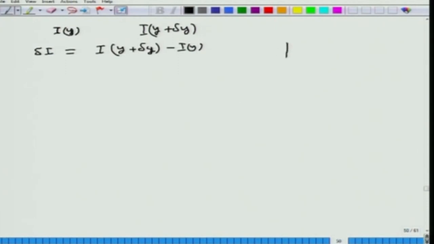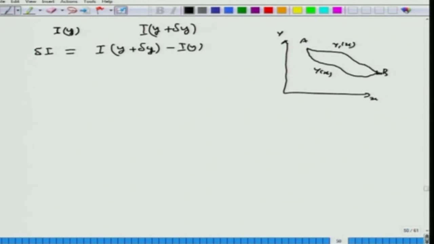So, what we do here, let us say we have these two points A and B, and this is the curve y of x, and this is the neighboring curve y 1 of x. So, these y of x and y 1 of x are joining these two points A and B. So, this is the point x 0, y 0, or x 1, y 1, and this is the point x 2, y 2, and these are two functions y of x, and let us not use y 1 here, let us say this is y tilde, the neighboring curve here.